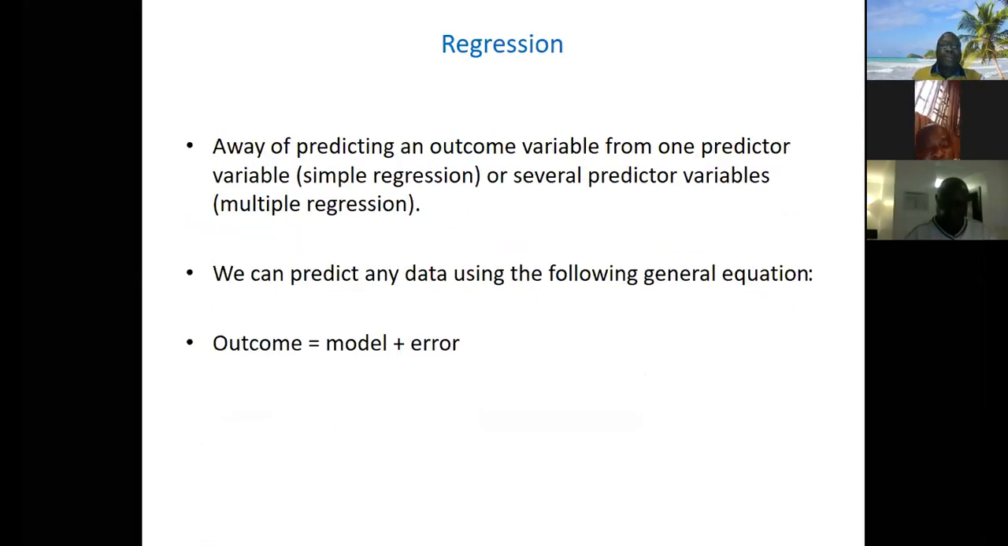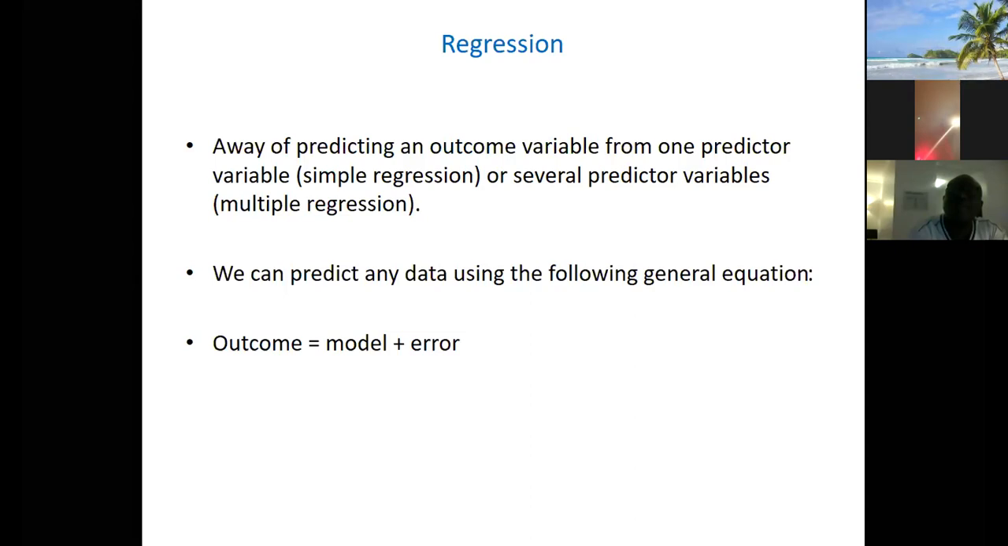Now, after we talk about the historical background, we said that regression is a way of predicting an outcome variable from predictor variables. That's just it. It can be one or more predictor variables. Per time there is one outcome variable you are predicting. You are not predicting more than one. You can only predict one variable in the regression.